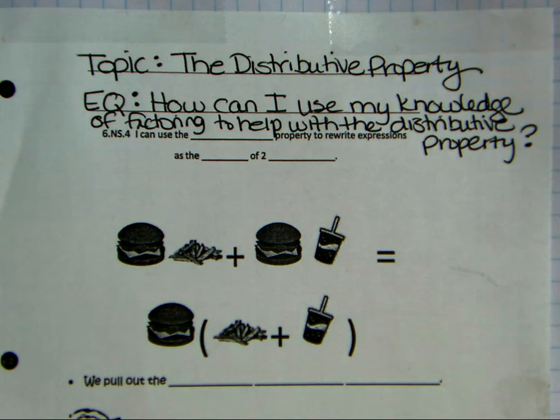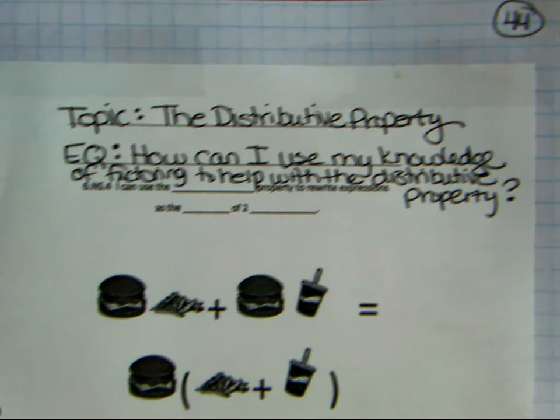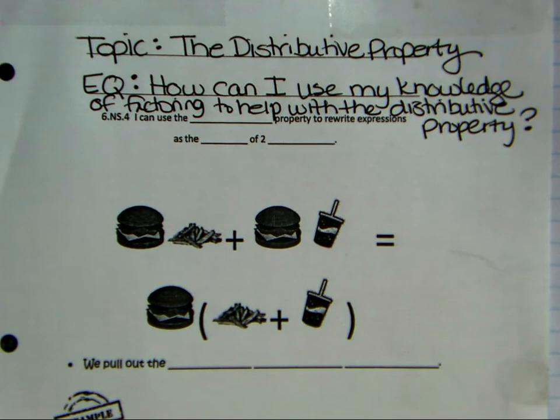Hi, today we're going to be doing the distributive property. The distributive property is a tool that we will use as we explore algebra. It's a way that we're going to be implementing our knowledge of factoring to help us to do more complicated problems. The topic for today's lesson on page 44 of your interactive notebook, 44, is the distributive property.